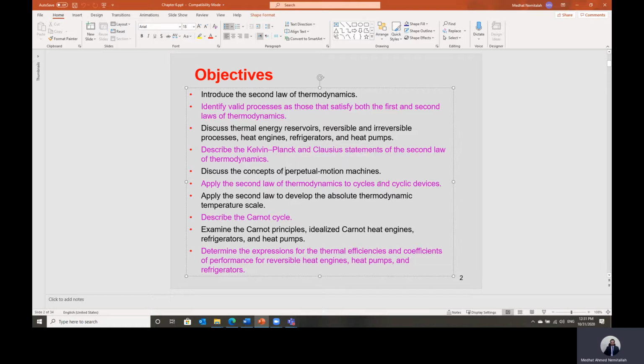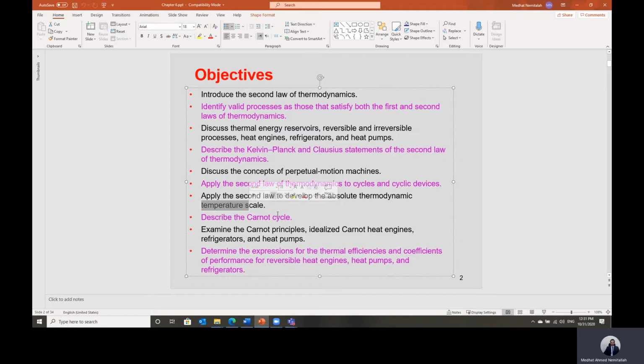We'll also apply the second law of thermodynamics to some cycles and cyclic devices. As we said, we'll apply it to heat engines, refrigeration, and heat pump systems. And then through the second law of thermodynamics, we will relate the variation of heat transfer to the absolute temperature scale. We'll see the relation between heat transfer and the absolute temperature based on the second law analysis.